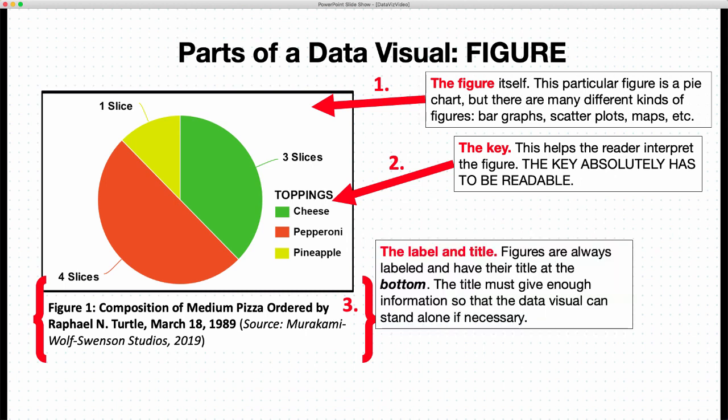Now, figures are always labeled and have their title at the bottom, as opposed to tables which have their title at the top. The title must give enough information so that the data visual could stand alone if necessary. And if you look at the title here, composition of medium pizza ordered by Raphael Entero.